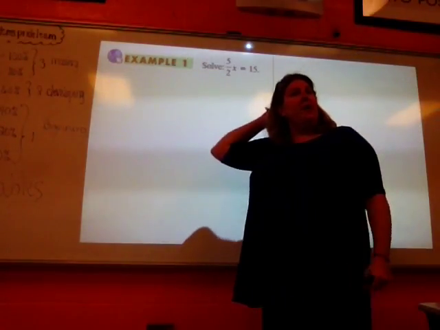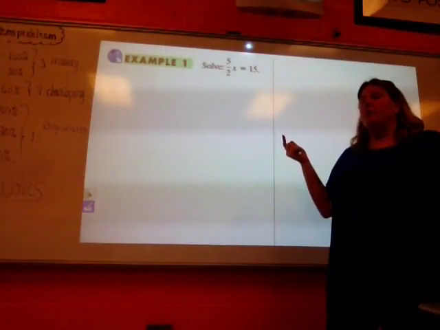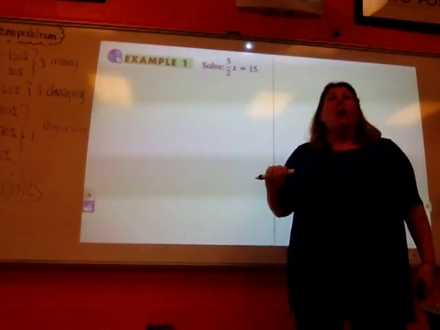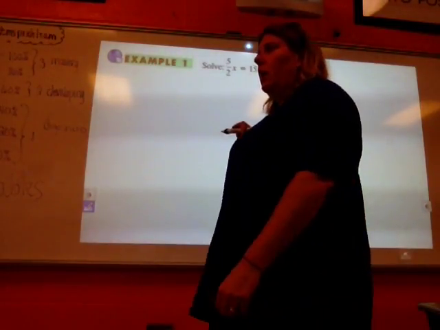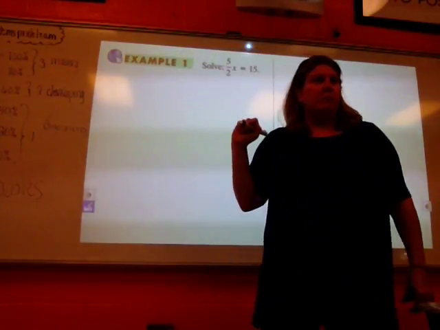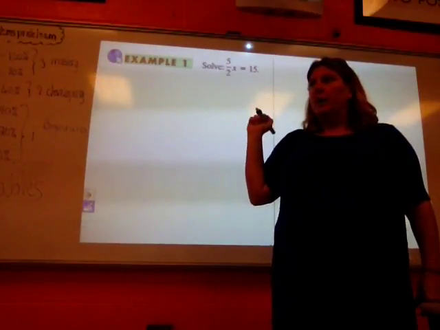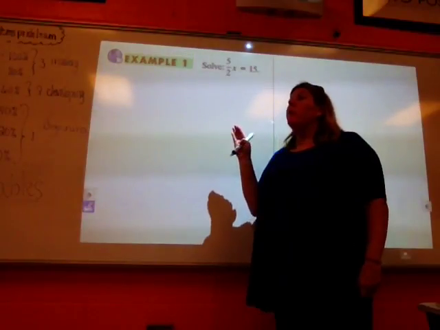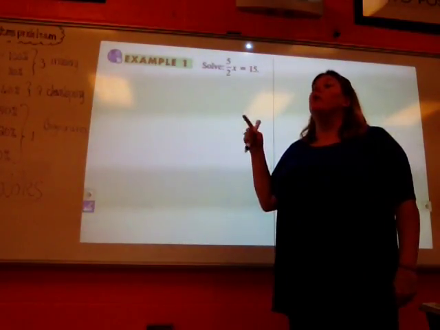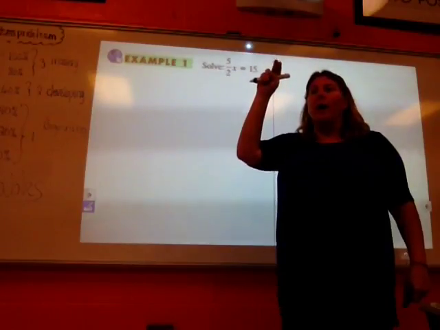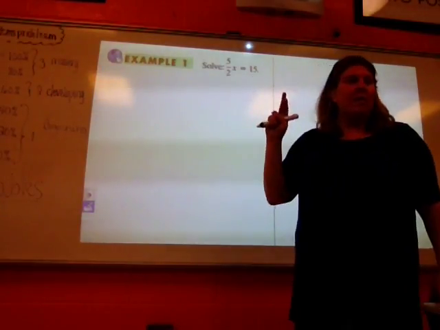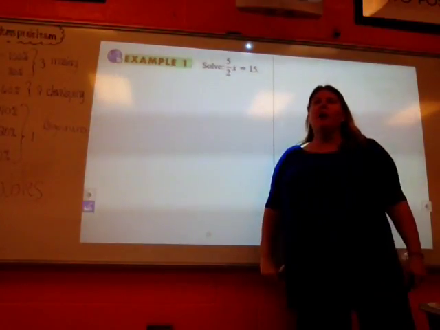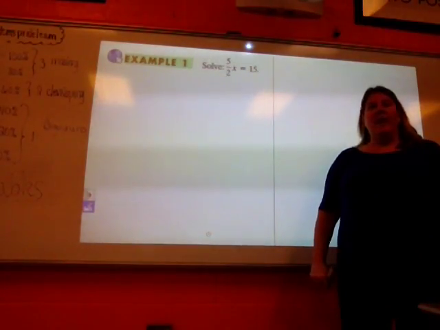Alright, so let's talk about a couple of things here. What operation do you see within this problem? Multiplication. How do you know it's multiplication? Coefficient. Yes, and they are side by side. And side by side means to do what? Multiply. But it just so happens that our coefficient is a nasty fraction.